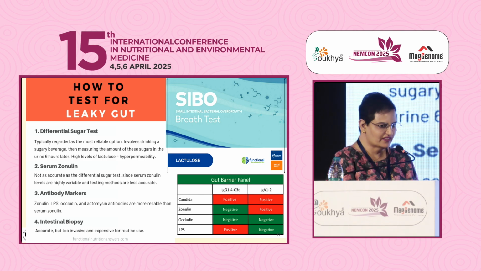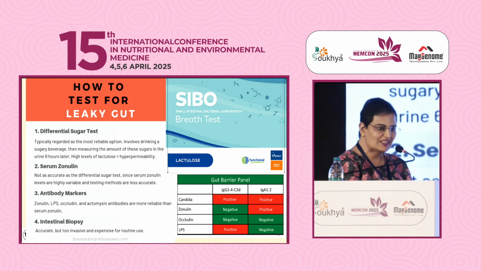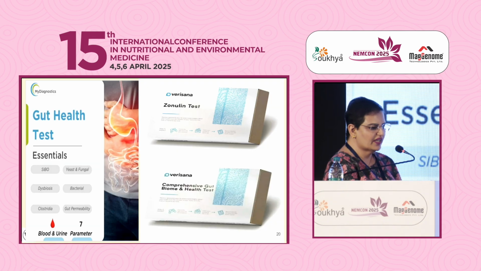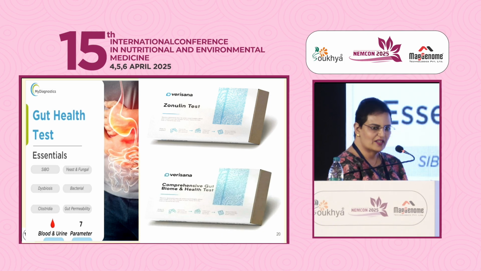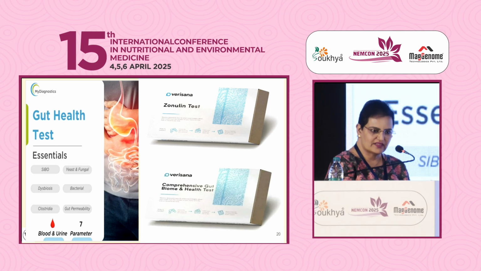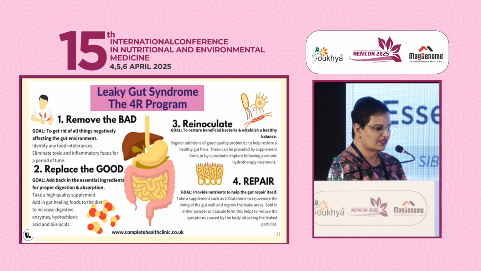So how do you test? That's the main thing. We all know about leaky gut, but how do you test? There is one test which can quantify leaky gut, called serum zonulin levels. We look at the zonulin test, we look at the levels, we do a comprehensive microbiome test, we replace the microbiome till the point the zonulin becomes negative. That is the only time we can say leaky gut syndrome has resolved.